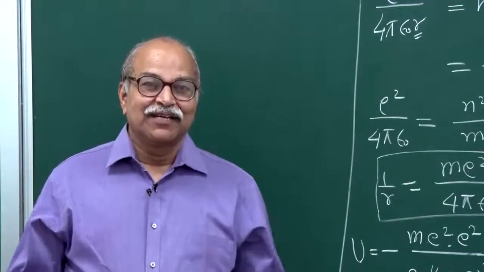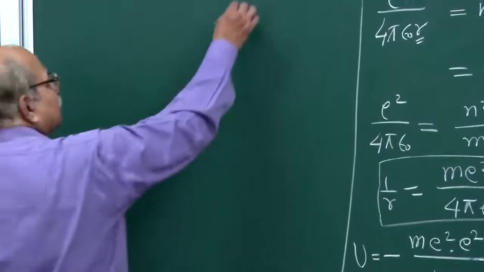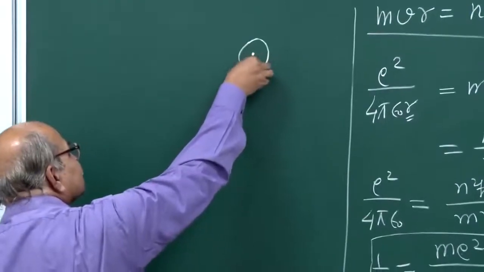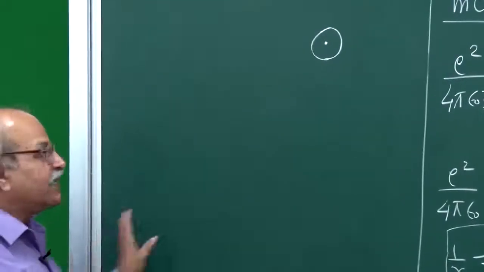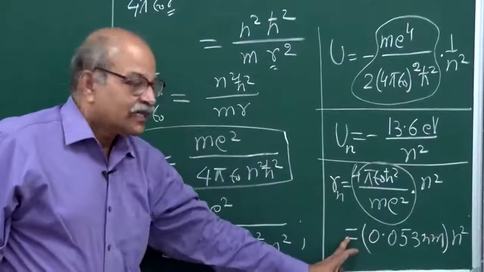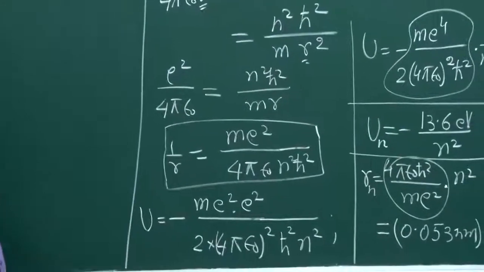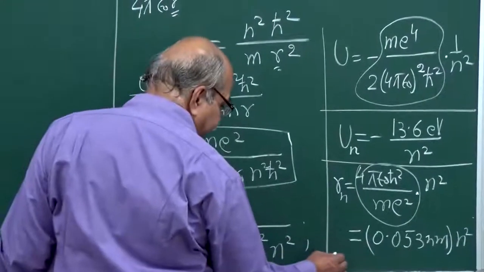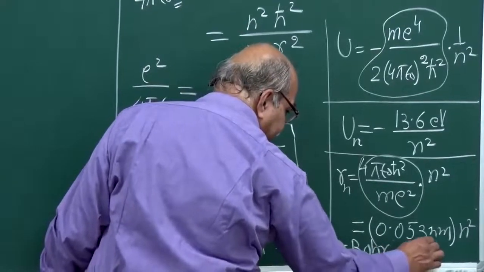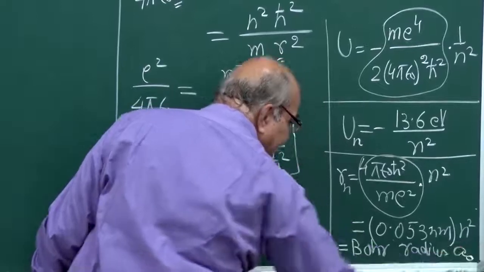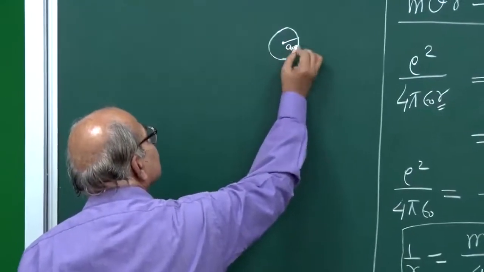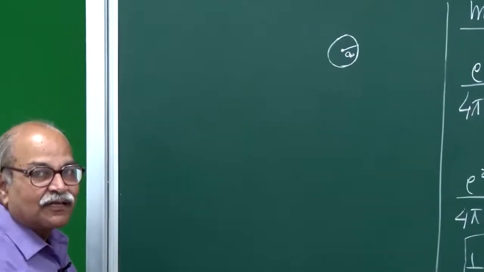So, how do I picture this hydrogen atom? The picture is, the proton is here, and then there are certain allowed orbits. This is the smallest radius. n equal to 1 in this expression gives you the smallest radius, and that radius is 0.053 nanometers. By the way, this is known as the Bohr radius, and we show it by the symbol a0. So this is one allowed orbit, the smallest allowed orbit.